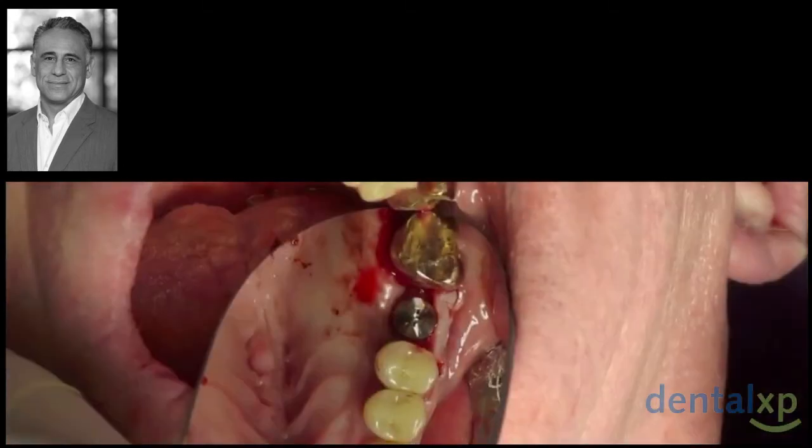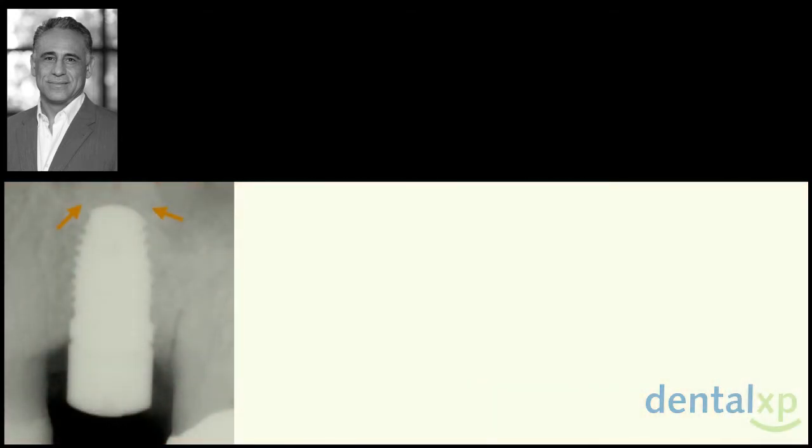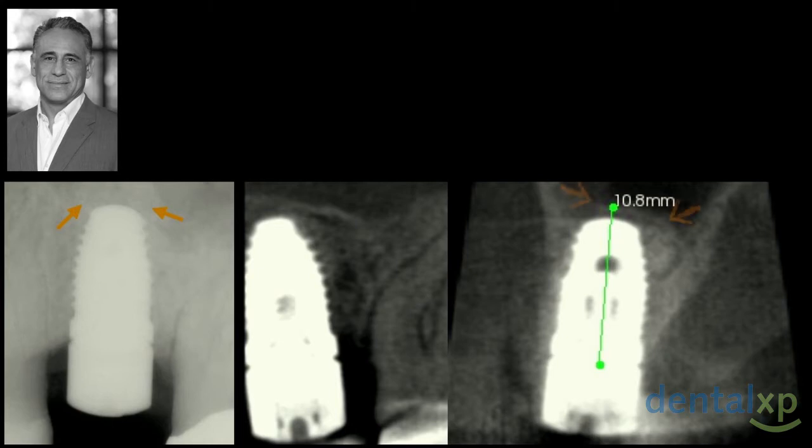And these are quite stable. We can put in a healing abutment at the same time. And here's the PA, which shows the bone where it is. But to me, the real way to see what we've done is the CBCT. And that's what we did.